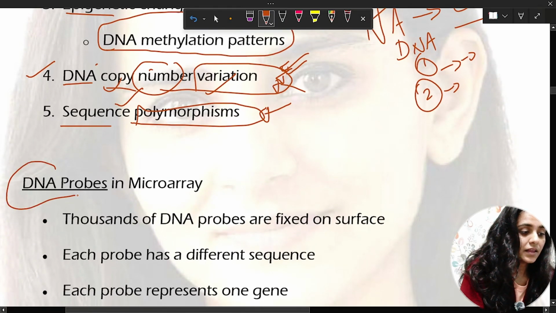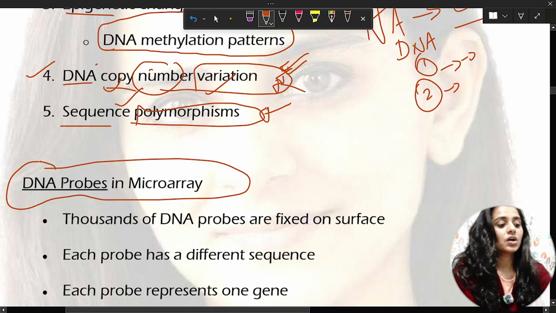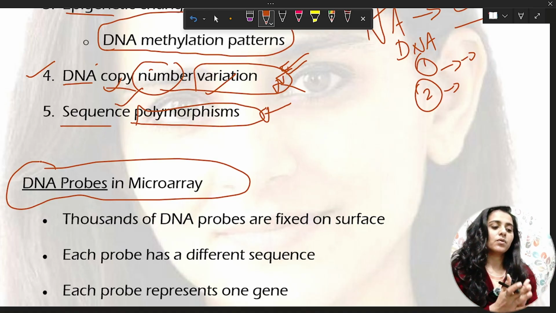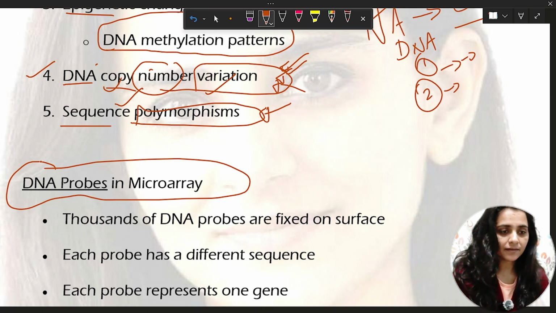So, the DNA probe in microarray. Which type of DNA probe? What is the probe? This we will also learn in the next class.